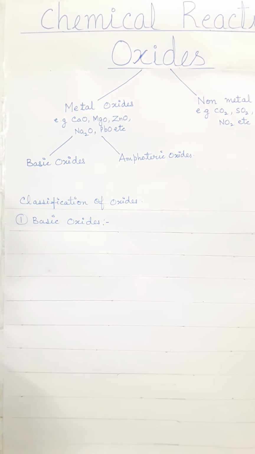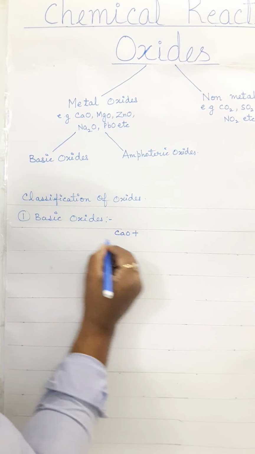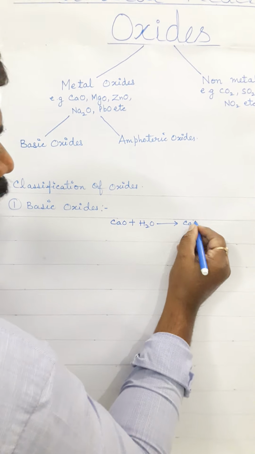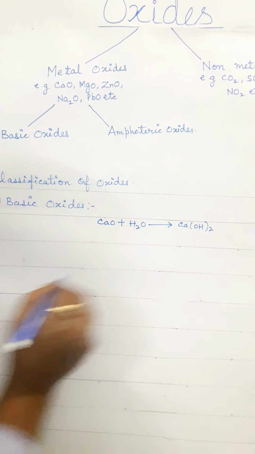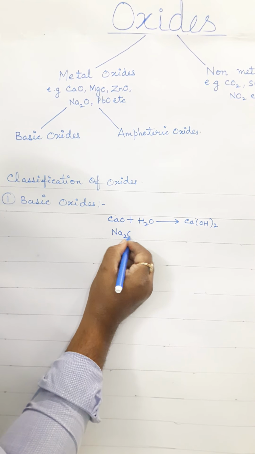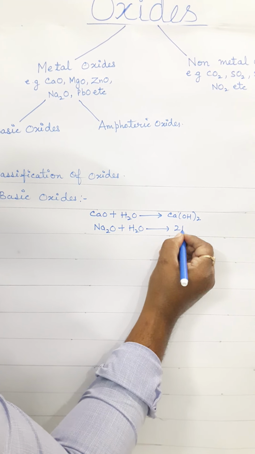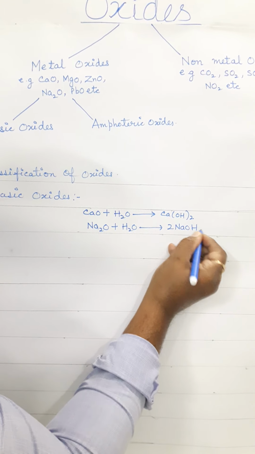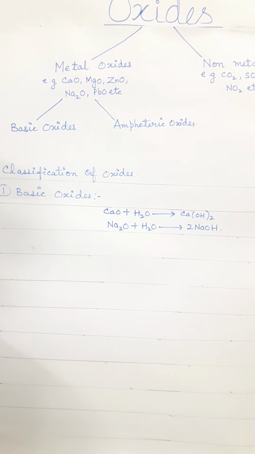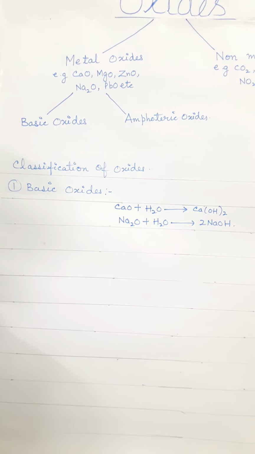Let us see this with the help of an example. Calcium oxide, which is a basic oxide, dissolves in water to form calcium hydroxide, which is an alkali. In the same way, sodium oxide dissolves in water to form sodium hydroxide, which is also an alkali. Now alkalis, remember, are basic in nature, so they turn red litmus solution blue.